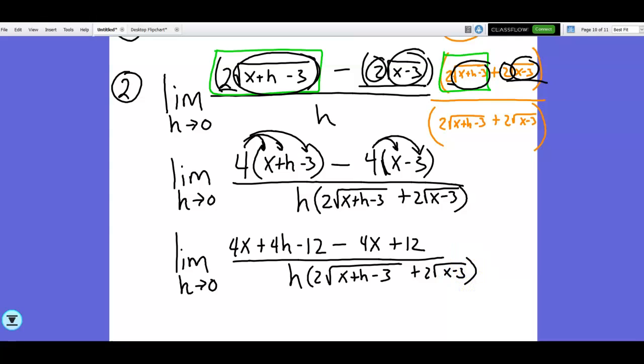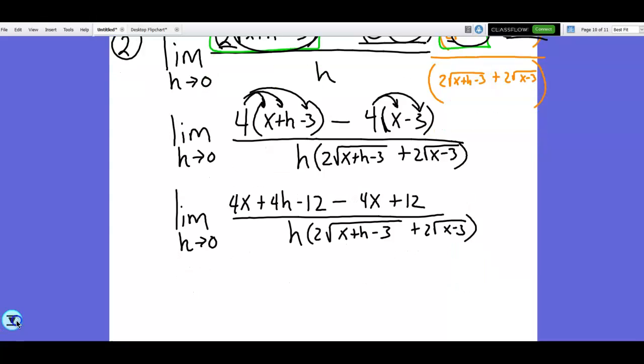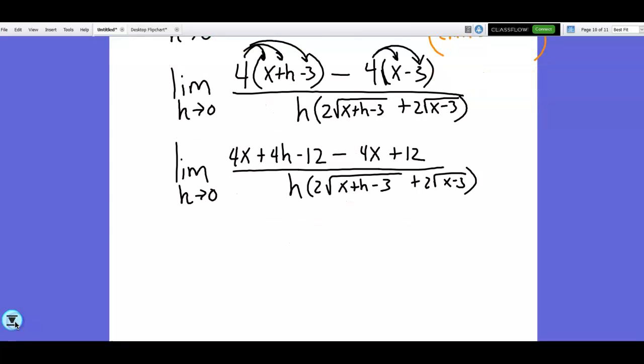Okay. We're still on step 3. So after rationalizing, we distribute. And after distributing, we combine like terms. So boom, boom, boom, boom. And that's the end of step 3. Now we're ready for step 4. So let's see what we have left.